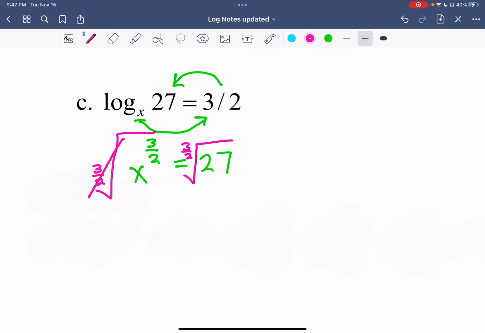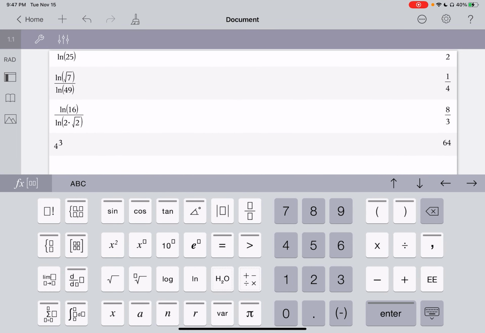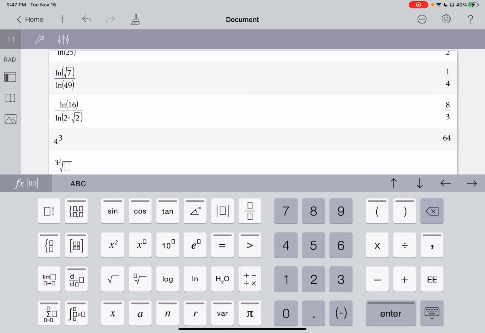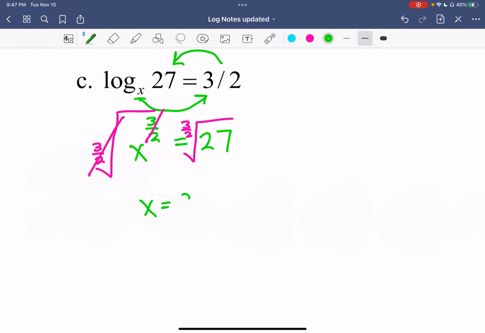So the 3/2 root and the power of 3/2 will cancel out. And then you can type the 3/2 root of 27 in the calculator. So you're going to press this one right here that has a little box outside of the root. Then put 3/2. Inside of that, you're going to put 27 and then press enter. And that gives you 9. Okay, I'm going to show you another way you can do it. And then this will just be your preference.